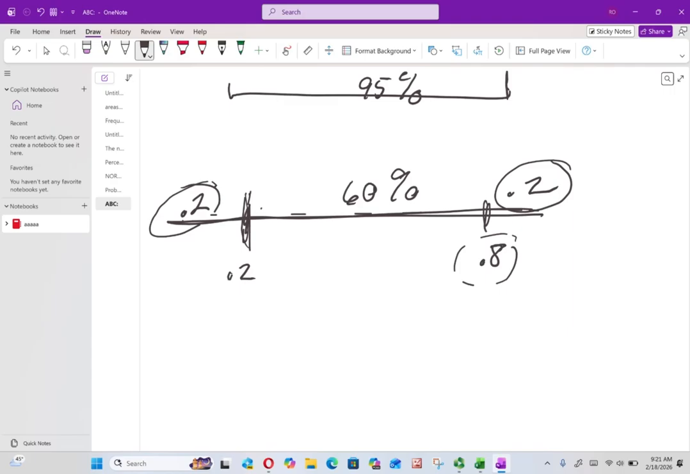Always draw a picture. And if you draw a picture and label it and put on the empirical rule, 2 up, 2 down, 1 up, 1 down, you can't go wrong. And if you get an answer that looks wrong, it is wrong. Try and estimate what you're going to deal with.